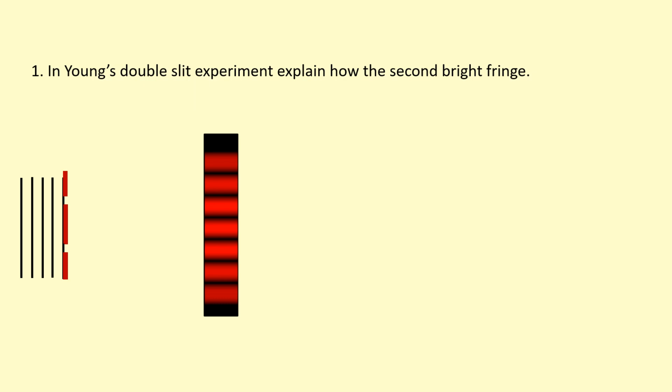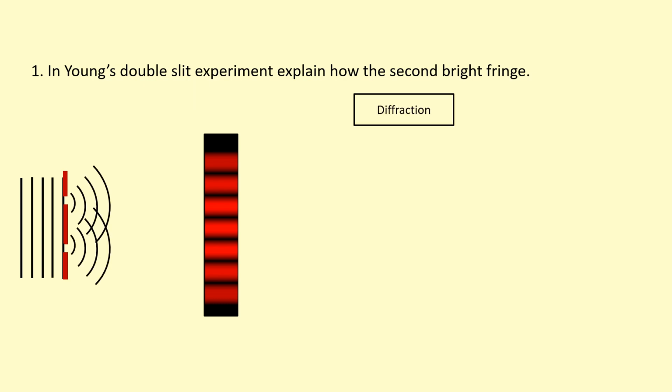Okay, so we're asked to explain why the second bright fringe is formed in the Young's double slit experiment. Firstly, we've got coherent light hitting the double slit, and it's going to diffract, it's going to spread out and overlap, and it's going to meet at some point on the screen. So we are asked to explain this one here, not the central one, but the second bright fringe.